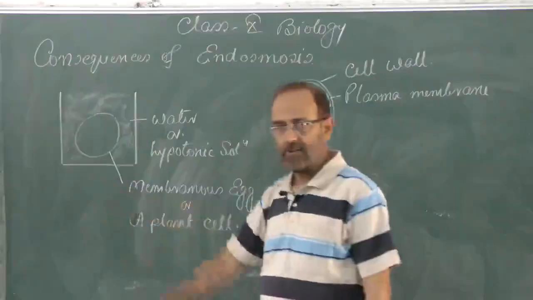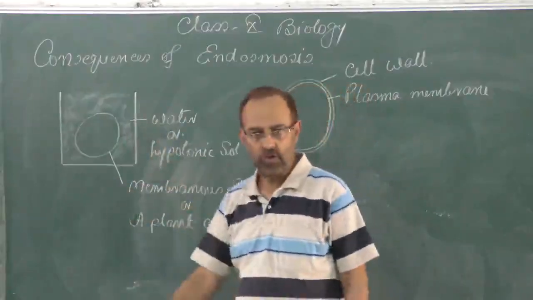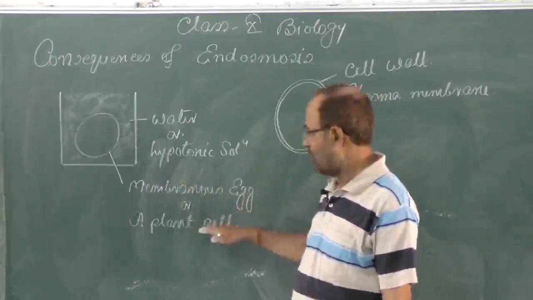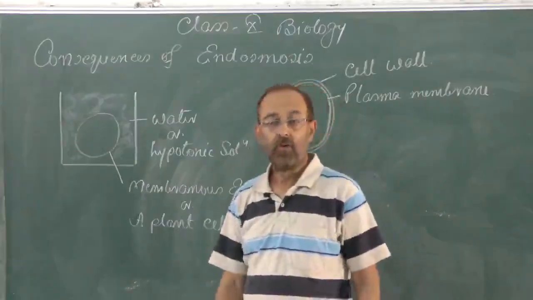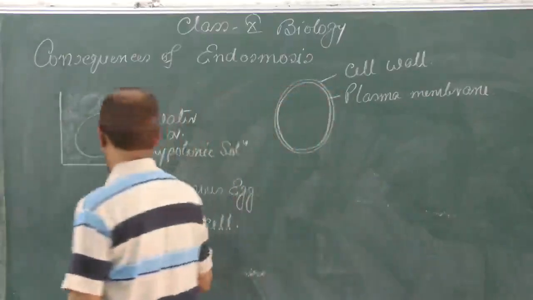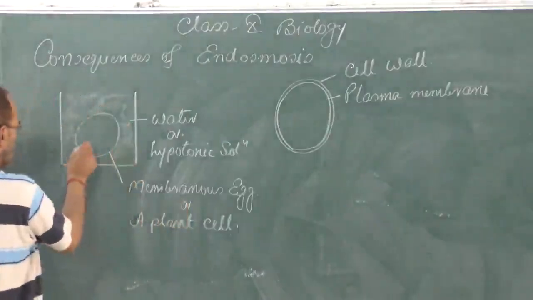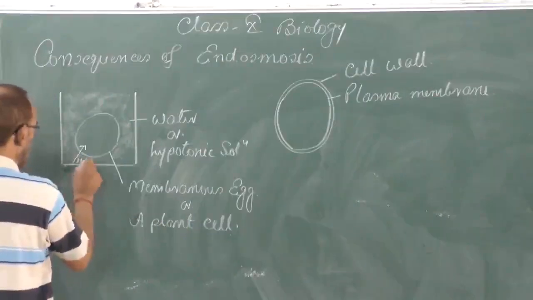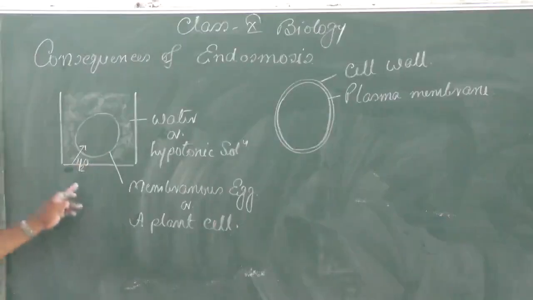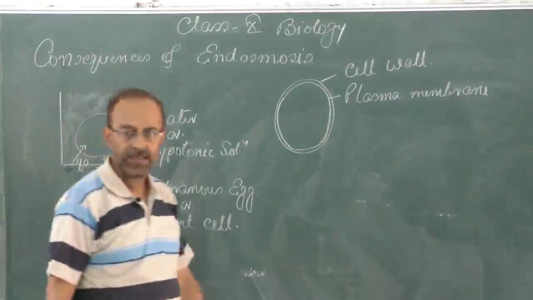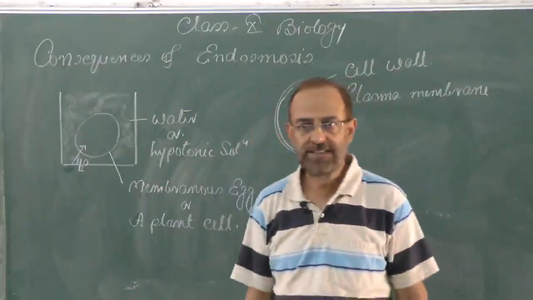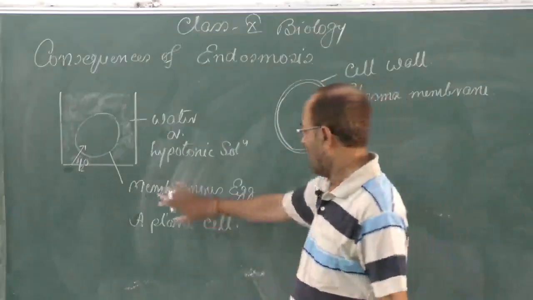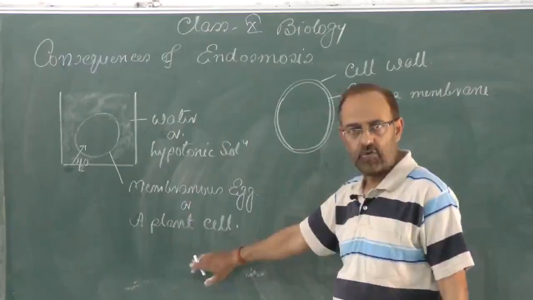Now, come back to this experiment. This is a hypotonic solution or water, and in this hypotonic solution we have placed a membranous egg or a plant cell. What do you expect? There will be movement, inward movement of a water molecule. Alright, there will be inward movement of water molecule from the outer medium inside the membranous egg or inside the cell. If it is a plant cell, clear, if it is a plant cell, now drop this membranous egg, come to the plant cell.